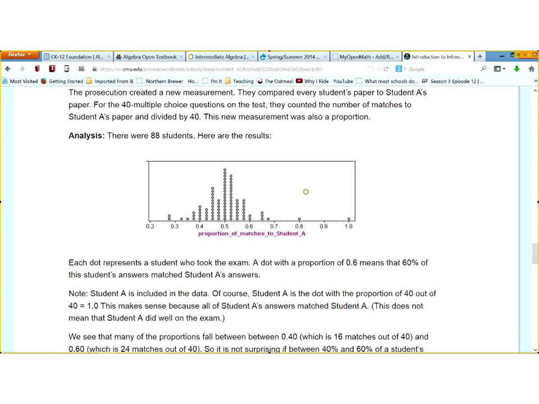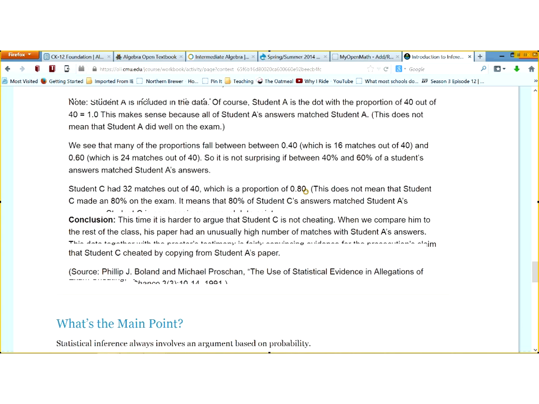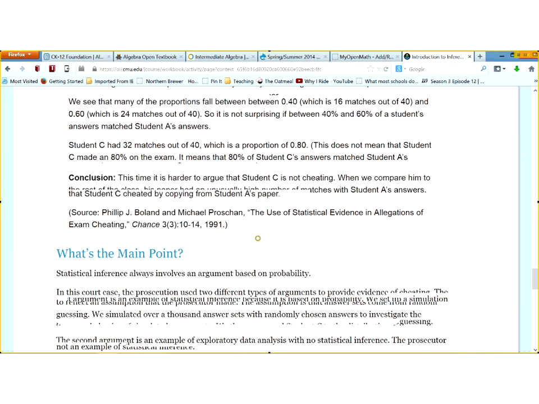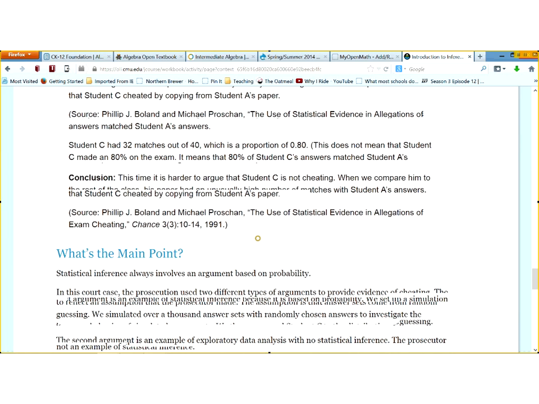80% of student C's answers match student A's answers. And as it says, this time it is harder to argue that student C is not cheating. When we compare him to the rest of the class, this paper had an unusually high number of matches with student A's answers. So that's a pretty neat case, and it gives you the idea behind statistical inference.